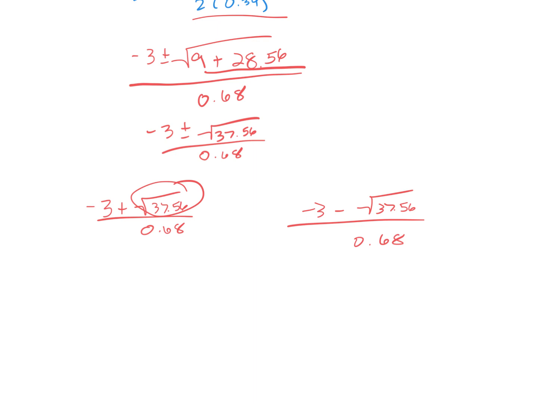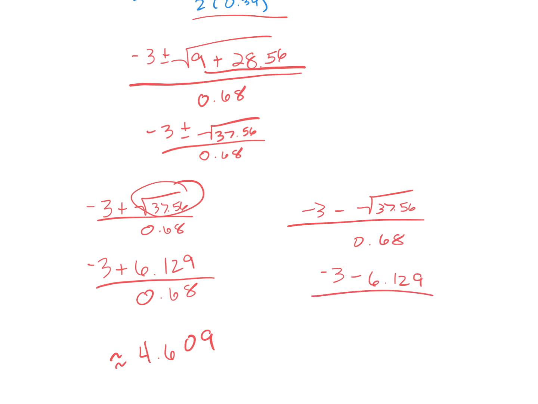So -3 plus 6.129, all that over 0.68. Using my calculator, I have 4.609 approximately. And then on my other side, -3 minus 6.129, all of that over 0.68. I see right now that that will end up with a negative number, and that doesn't make sense. So I'm going to ignore that negative side because it's not logical. I'm going to come back to my positive side.